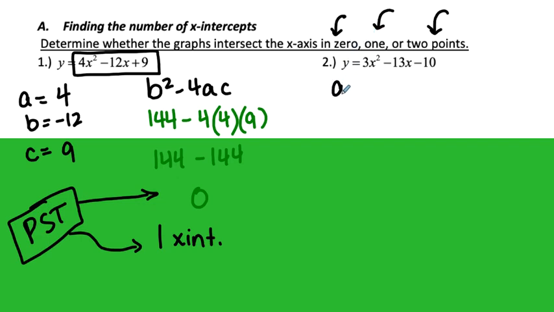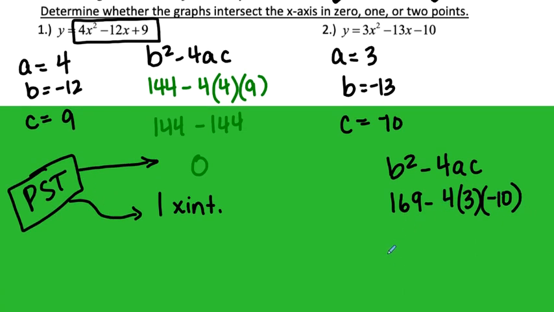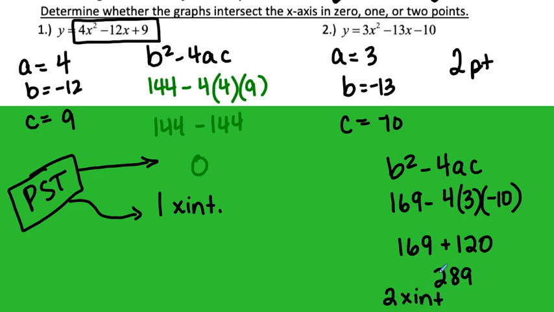All right, so we have A was 3, B was -13, and C was -10. So you did b squared minus 4ac, and you got 169 minus 4 times 3 times -10. So I can see that negative is going to become positive, so I have 169 plus 120. I can already tell it's positive, right? So it's 289. So that means that it's going to cross the x-axis at 2 points. It's going to have 2 x-intercepts because the discriminant is greater than 0. So D is greater than 0.